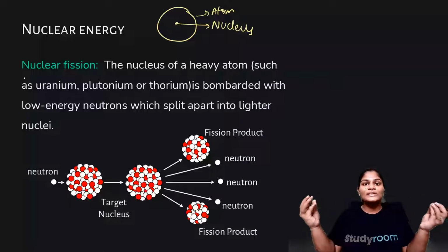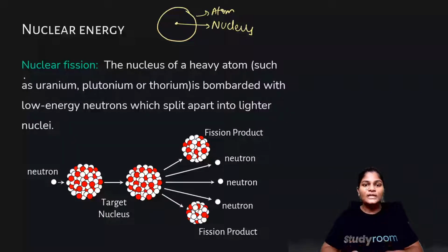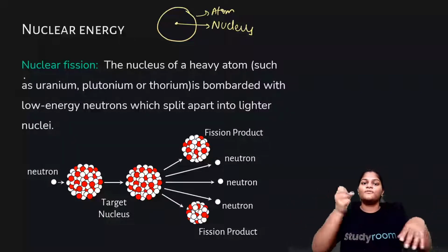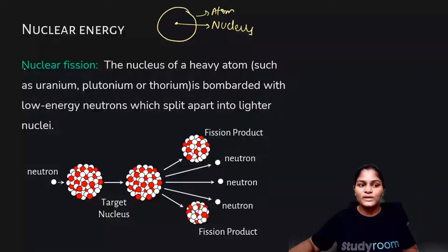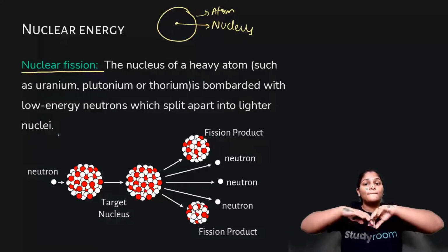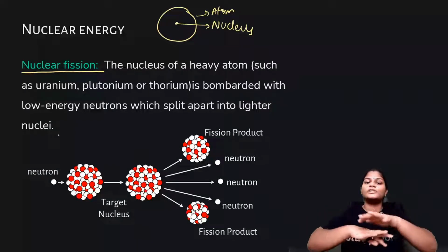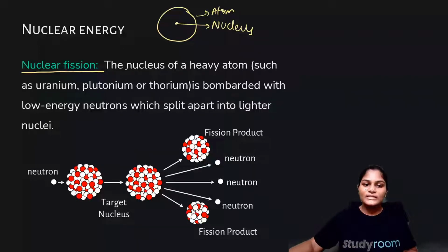So if fusion is the combining of two particles, fission is basically the breaking up of one particle into two or more. So what is nuclear fission? From that definition, nuclear fission is the breaking up of a heavy nucleus into several daughter nuclei, right? So let's read in your PPT.